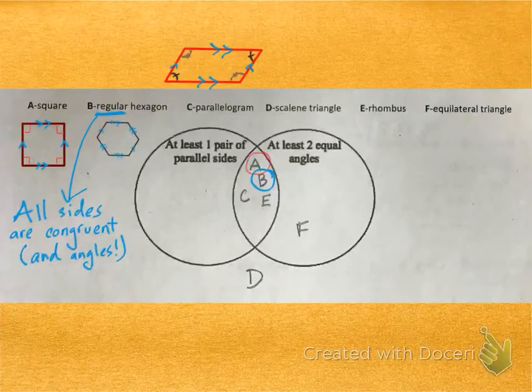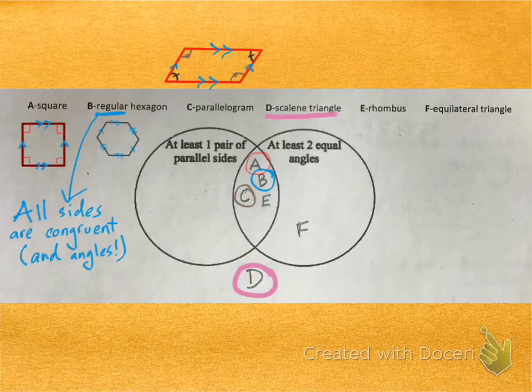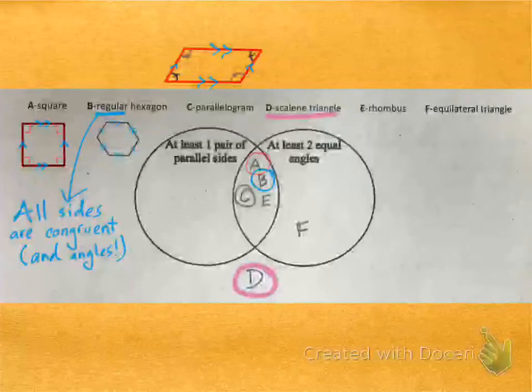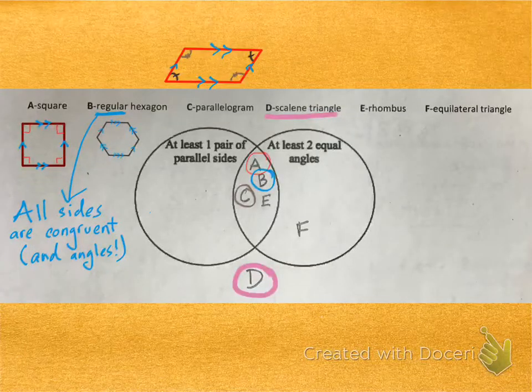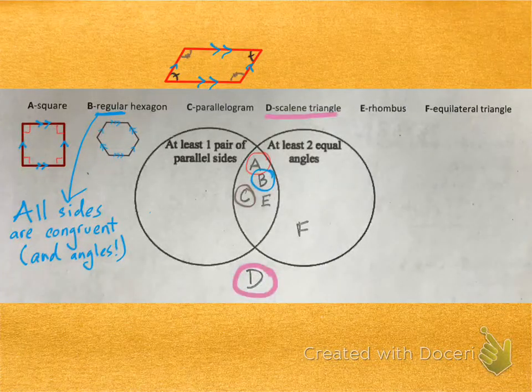A scalene triangle. Scalene means that no sides are equal on the triangle, so that means it cannot have any equal angles, and a triangle never has a pair of parallel sides. But in this case, the scalene triangle doesn't even get to go in one of the circles. You have to put that one on the outside. That's kind of important. Don't get that wrong.